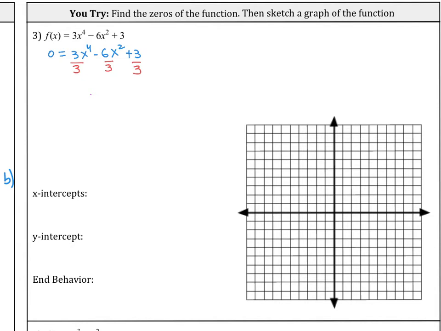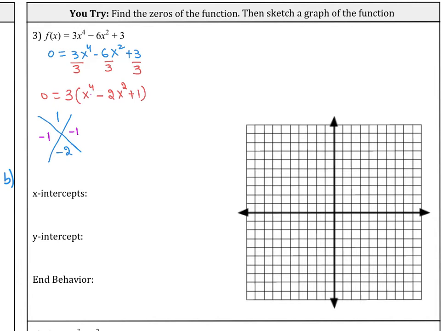What you get here is 3 common. Inside you are left with x to the 4 minus 2x squared plus 1. And we are going to make factors for this one by using the cross. On the top you have 1 and on the bottom you have the middle term, negative 2. The two numbers you're looking for multiply to give 1, but when you add you get negative 2. They are negative 1 and negative 1.